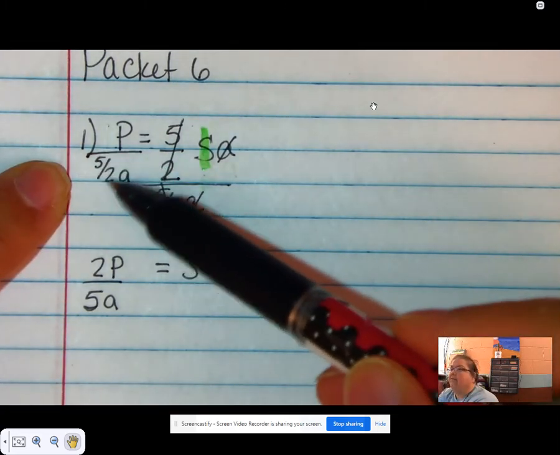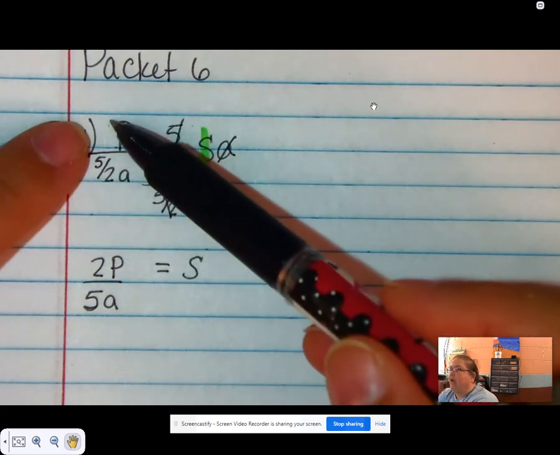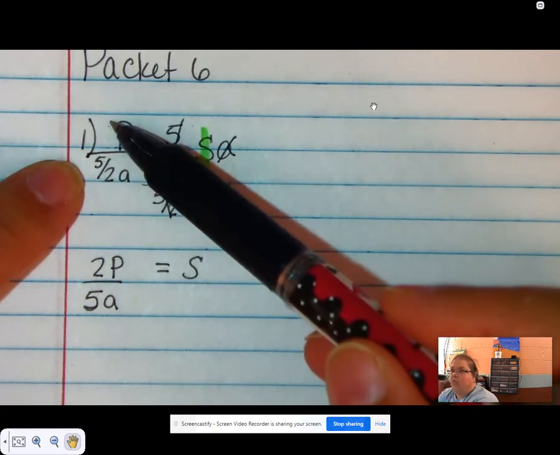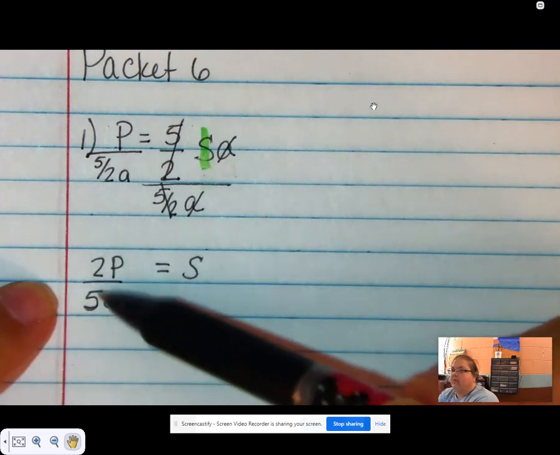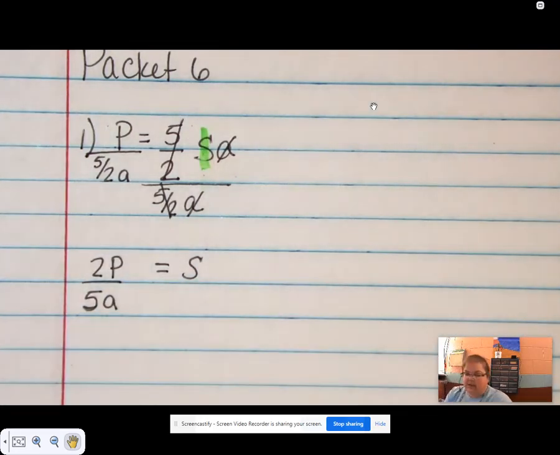You do not leave a fraction in the denominator. And if you don't know how to do that, you just put a 1 there, and 1 divided by 5 over 2. The 2 goes in the numerator, 5 goes in the denominator, and that's my answer. Okay?